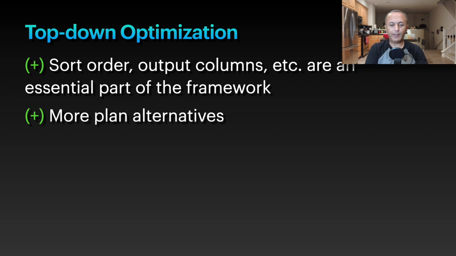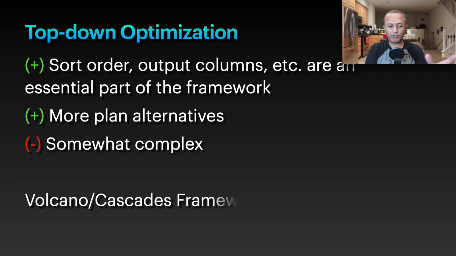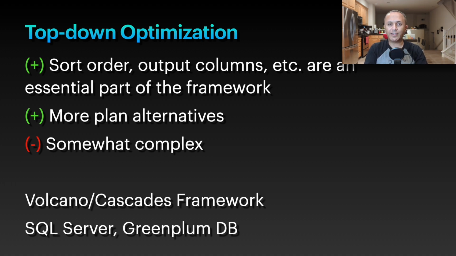Of course, the flip side of that is that the algorithm is more complex. It's not as straightforward as the bottom-up approach. What systems use this approach? This approach was originally published as the Volcano framework, which was also upgraded to the Cascades framework. It's an extension of the Volcano framework. This is used in SQL Server, and it's also used in the Greenplum database in the Orca optimizer.